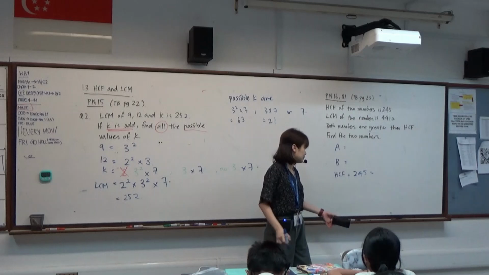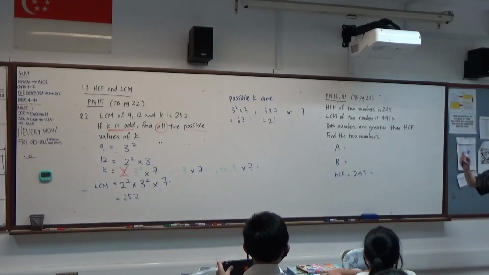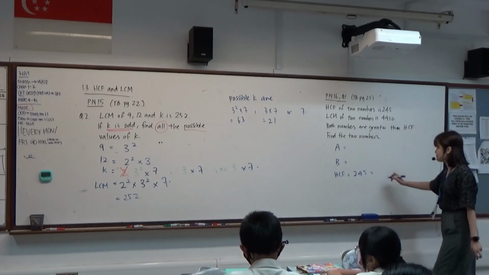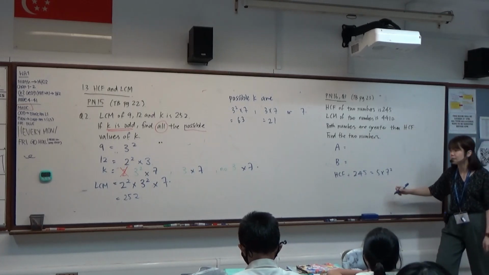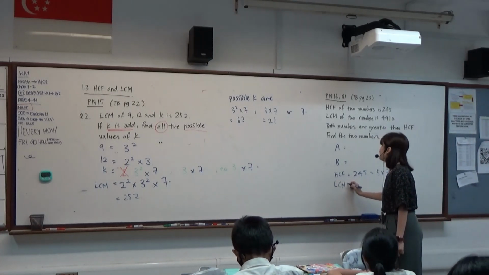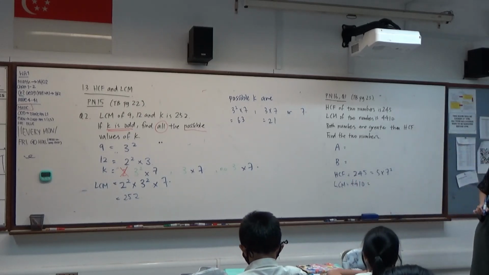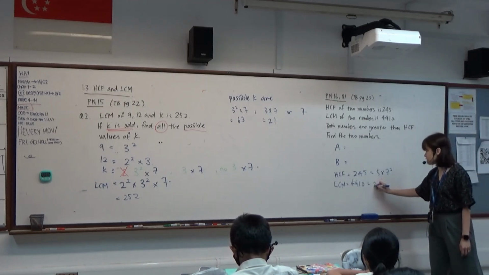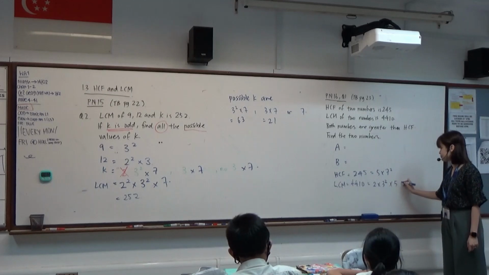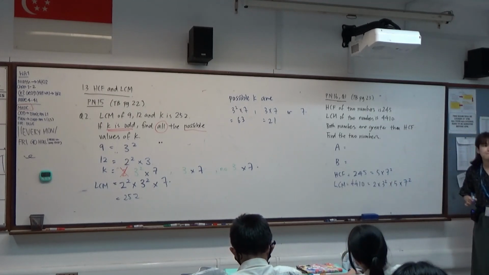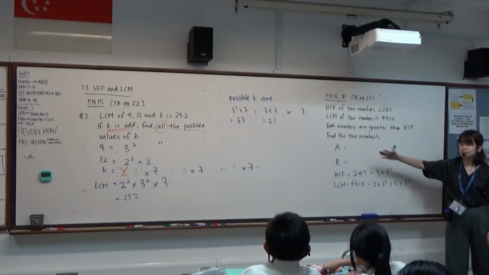And 245, I'll just skip through that tedious process of doing the ladder method. 245 is actually 5 times 7 squared. I leave this step for you to do. LCM is actually 4410. That breaks down to be 2 times 3 squared times 5 times 7 squared. So we need to now figure out what are the two numbers.